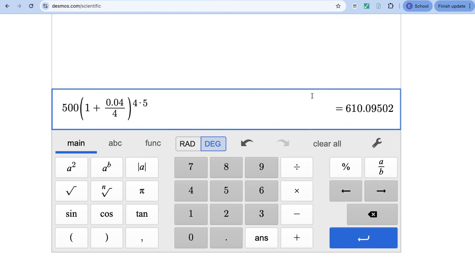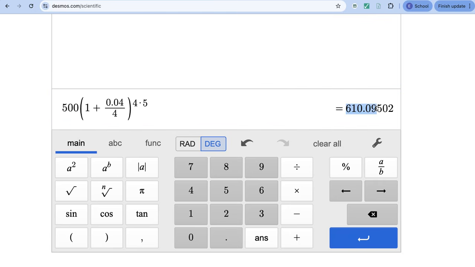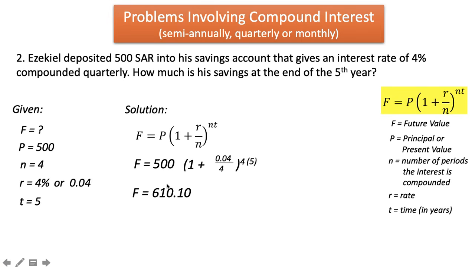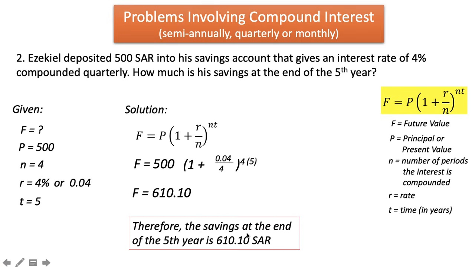So here we go. Our answer in 2 decimal places, that is 610.10. So therefore, our F here is 610.10. The savings at the end of the 5th year is 610.10 reals.